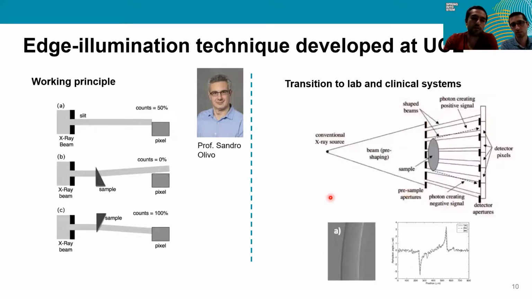For instance, I'm showing here in the bottom one of the images that you can obtain by putting a wire inside the sample. So you have a strong contrast at the edges, a negative peak followed by a positive peak. And this is coming from the refraction signal at the edges of our sample.